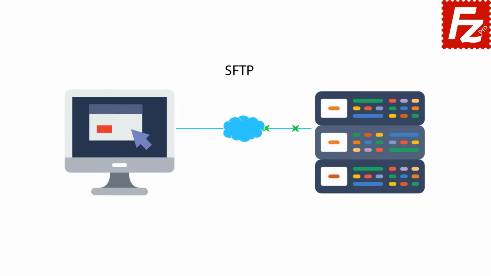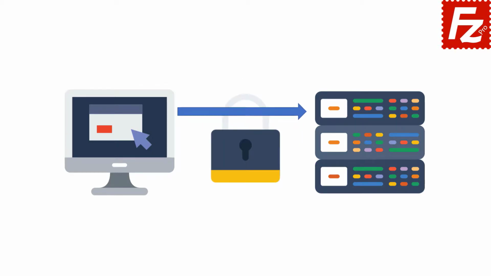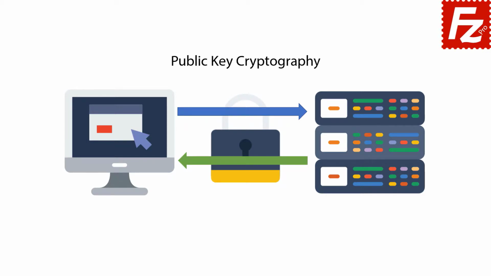SFTP stands for SSH File Transfer Protocol, while SSH means Secure Shell. SFTP is a method for moving files between computers in a network. It works differently from FTP and FTPS. SFTP is an extension of SSH. SSH is a protocol that provides a secure channel in a client-server architecture. SSH uses public key cryptography to authenticate the server. To authenticate the client, public key cryptography can be used, or alternatively, the client can use a password.